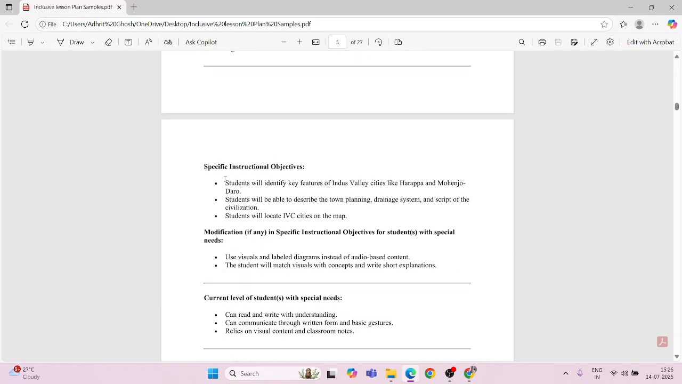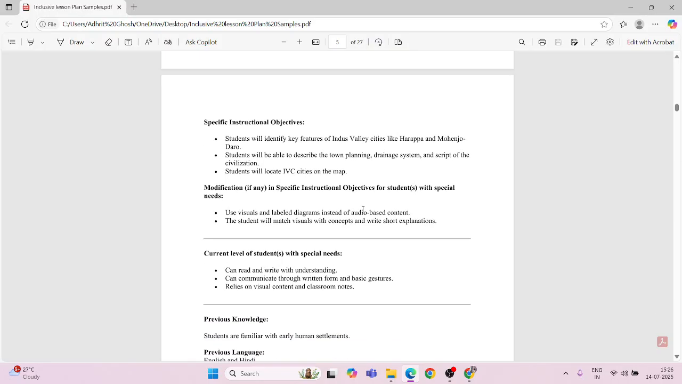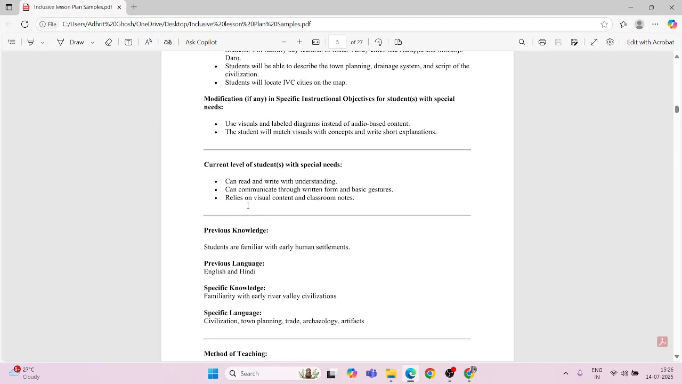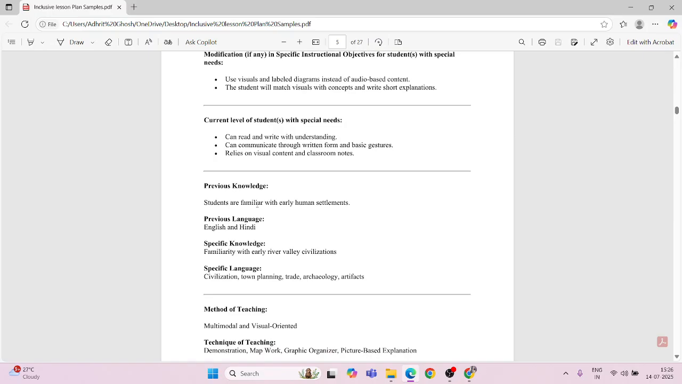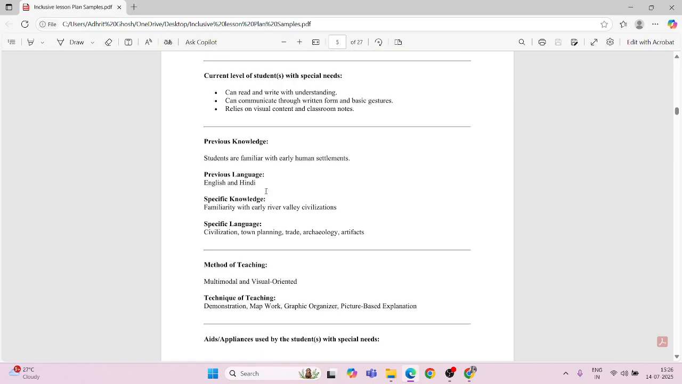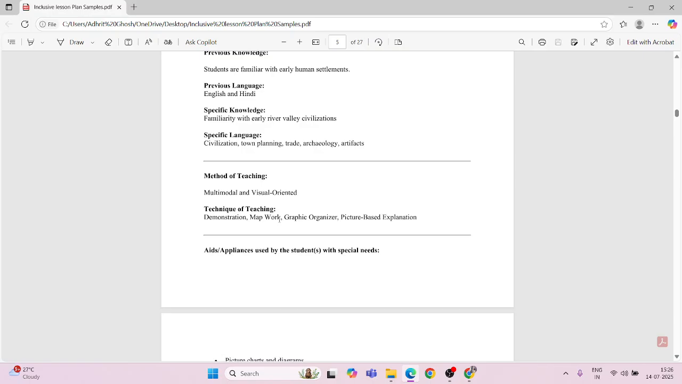Then specific instructional objectives for the chapter that you're teaching and the modifications that are required for the special needs child. Then the current level of the students, that is what they can read, whether they can communicate or write or rely on visual content. Previous knowledge, previous language that they know. Specific knowledge, that is what kind of knowledge is required for the particular chapter. And specific language, that is the technical words and the language used for the particular chapter.